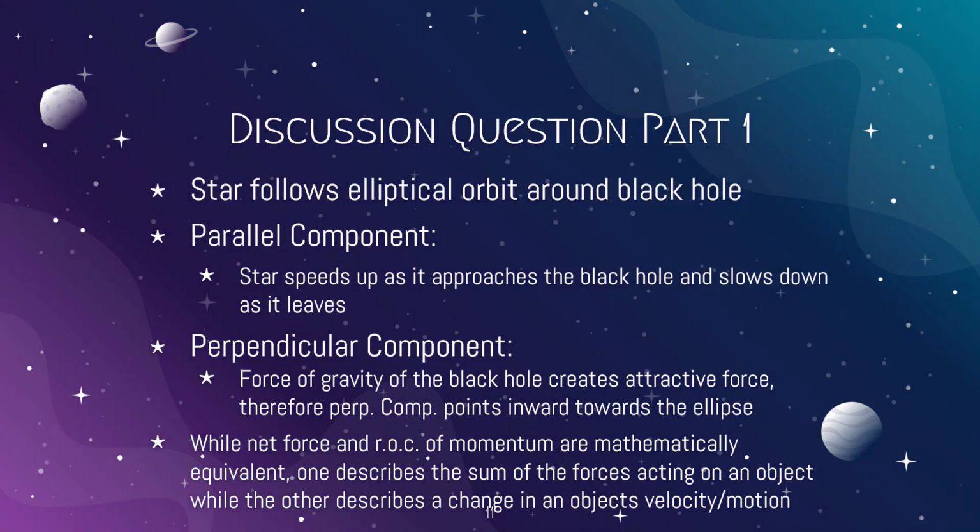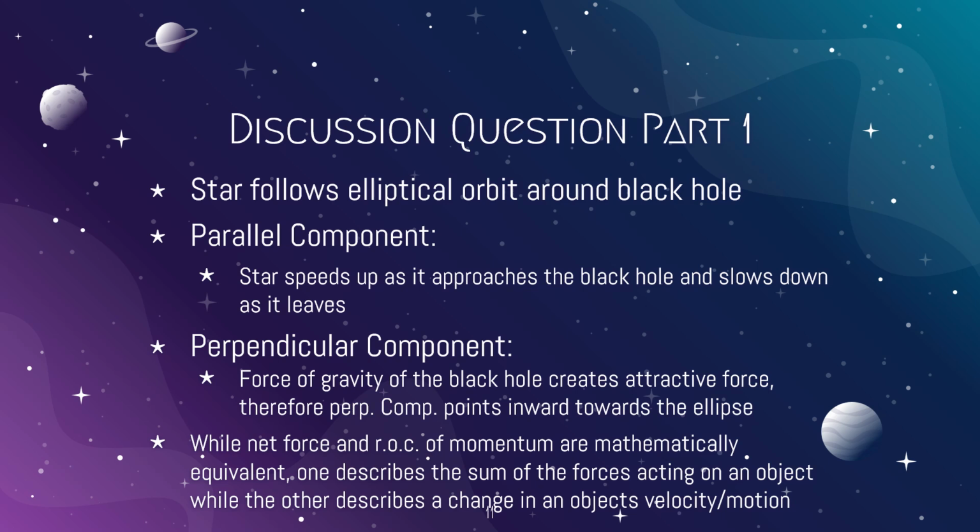So the star follows an elliptical orbit around the black hole, and it has parallel and perpendicular components. So in the parallel component, we can see that the star speeds up as it approaches the black hole and slows down as it leaves. And then in the perpendicular component, it is always pointing inwards towards the center of the ellipse.